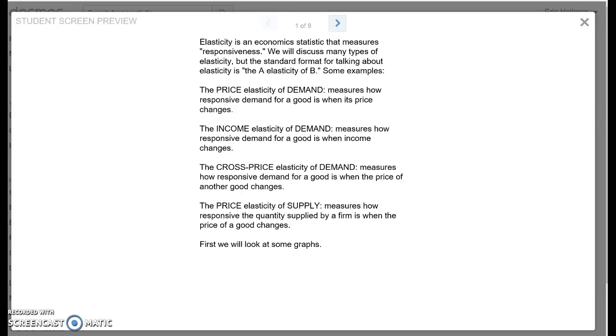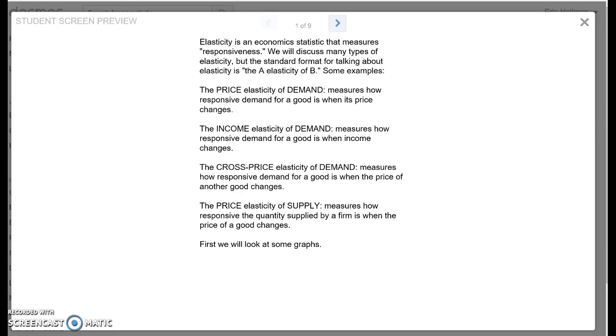We're going to talk about a lot of different types of elasticity this year. But just so you get some examples of how we talk about it, here are some examples. The price elasticity of demand measures how responsive demand is for a good when its price changes. The income elasticity of demand measures how responsive demand for a good is when your income changes. The cross-price elasticity of demand measures how responsive demand for a good is when the price of another good changes. And the price elasticity of supply, which we'll get to later on, measures how responsive the quantity supplied by a firm is when the price of the good changes.